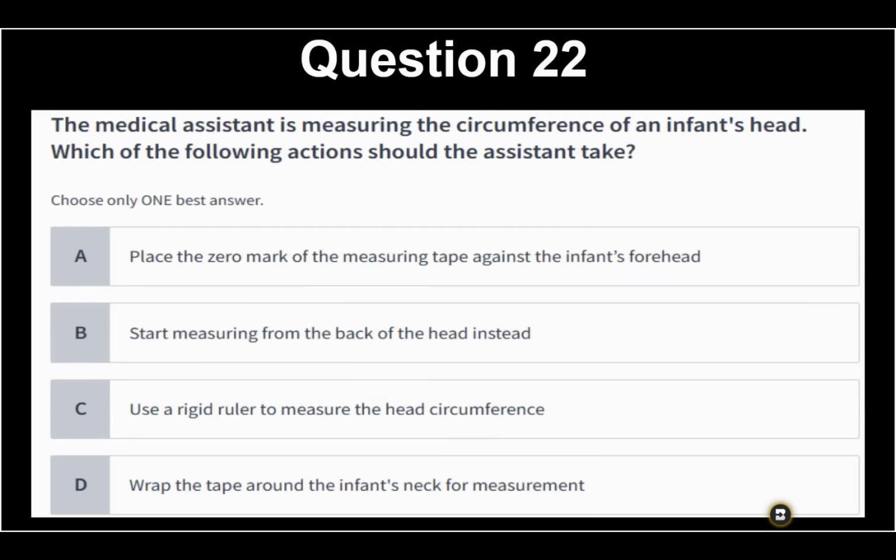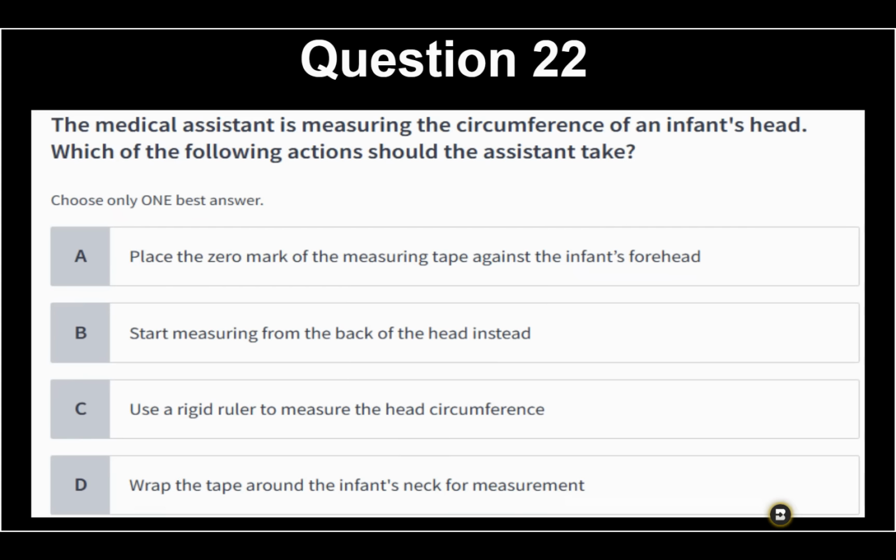A, place the zero marker of the measuring tape against the infant's forehead. B, start measuring from the back of the head instead. C, use a rigid ruler to measure the head circumference. Or D, wrap the tape around the infant's neck for measurement. Now, the correct answer for this is going to be A.